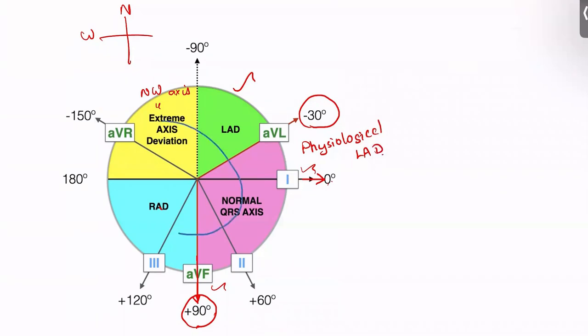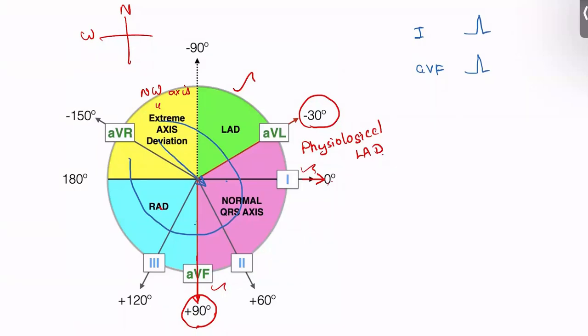Okay, the heart is here, and so electricity is going downwards. In the normal axis, electricity comes towards both lead 1 and aVF. In lead 1, it is towards the electrode, so upright. In aVF, it is also towards the electrode, so upright.